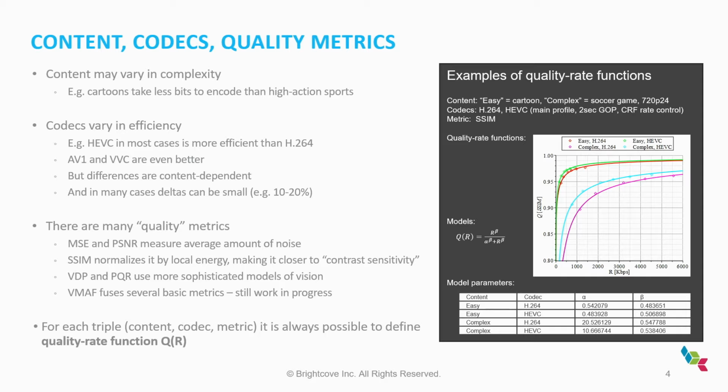In the example on the right, I'm showing an exercise where I took cartoon-like content as well as a complex sport type of content, and encoded them with H.264 and HEVC at about 5-6 points at CRF, and then I connected them with a very simple model that is shown below with 2 parameters, and you see that that model actually fits pretty well. And so this is kind of what you could say about content plus codec plus metric. You could just create models that tell you what the space of achievable trade-offs is if you encode it.